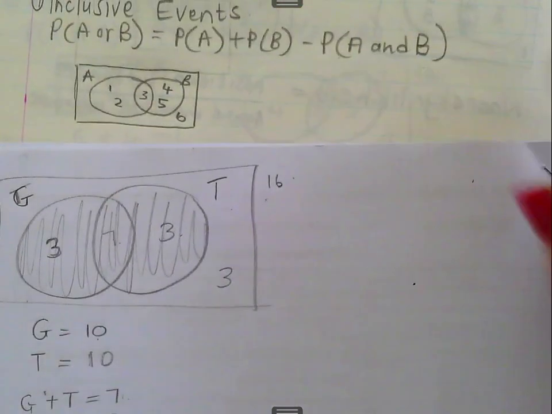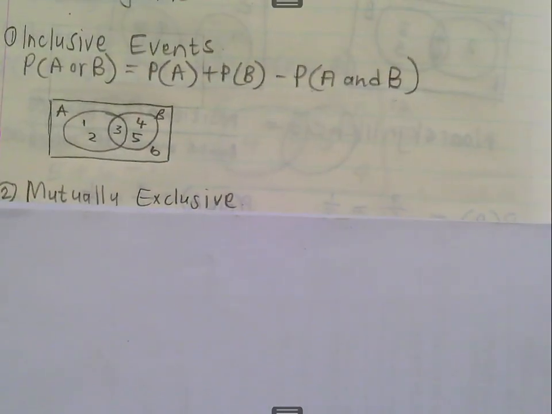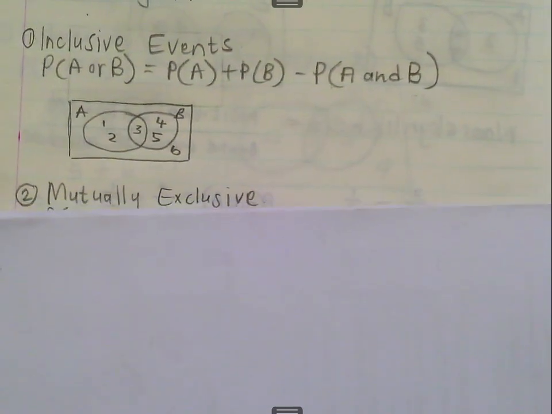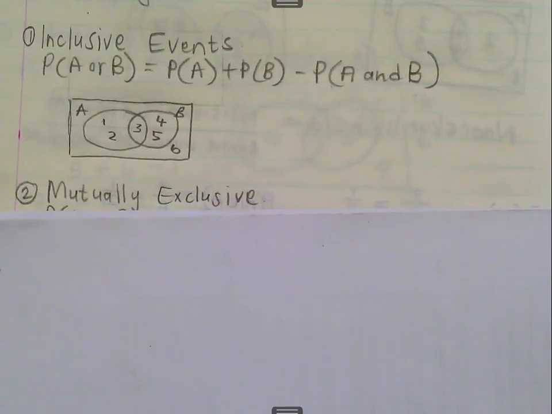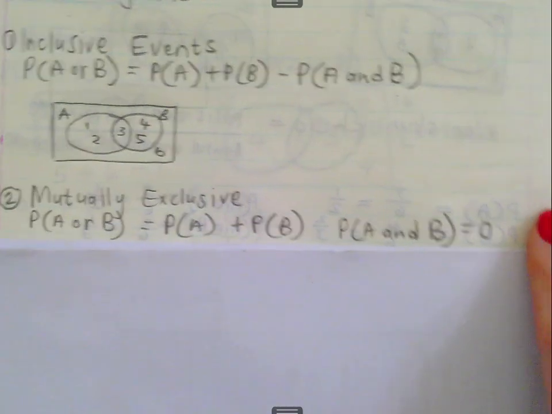Okay, the next one we'll have here is called mutually exclusive. Can you remember what mutually exclusive is? When it doesn't have the cut. Okay? So this one's equation will look like this.